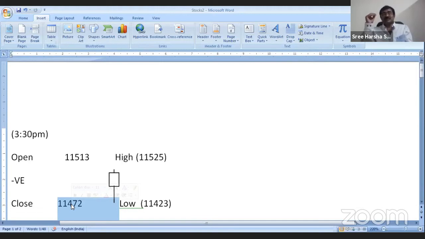This means that at the higher level there is still a lot of pressure. The new roof right now is 11,500 to 550, and the new floor is 11,350 to 400 or 11,400 to 450. So if you look at that, you will get much better clarity on this.